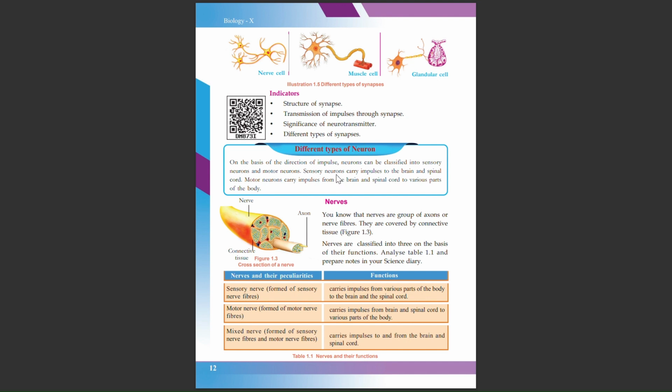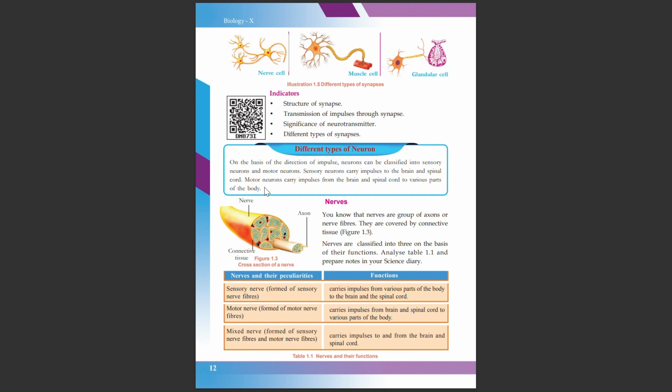Here it is, different types of neuron. On the basis of the direction of the impulses, neurons can be classified into sensory neurons and motor neurons. Sensory neurons carry impulses to the brain and spinal cord. Motor neurons carry impulses from the brain and spinal cord to the various parts of the body.